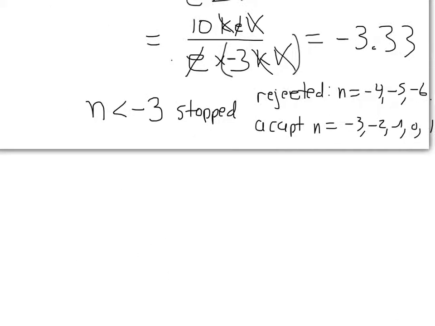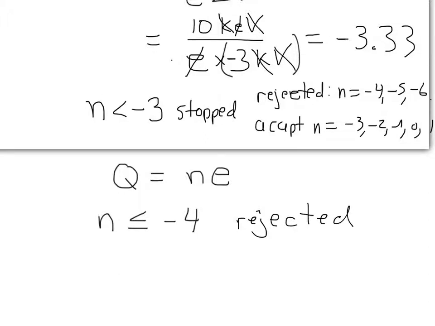I'll just summarize that answer then if it doesn't quite make sense. The total charge on the particle is n times e, and we must have n less than or equal to minus 4 to be rejected, and n must be greater than or equal to minus 3 to be accepted.